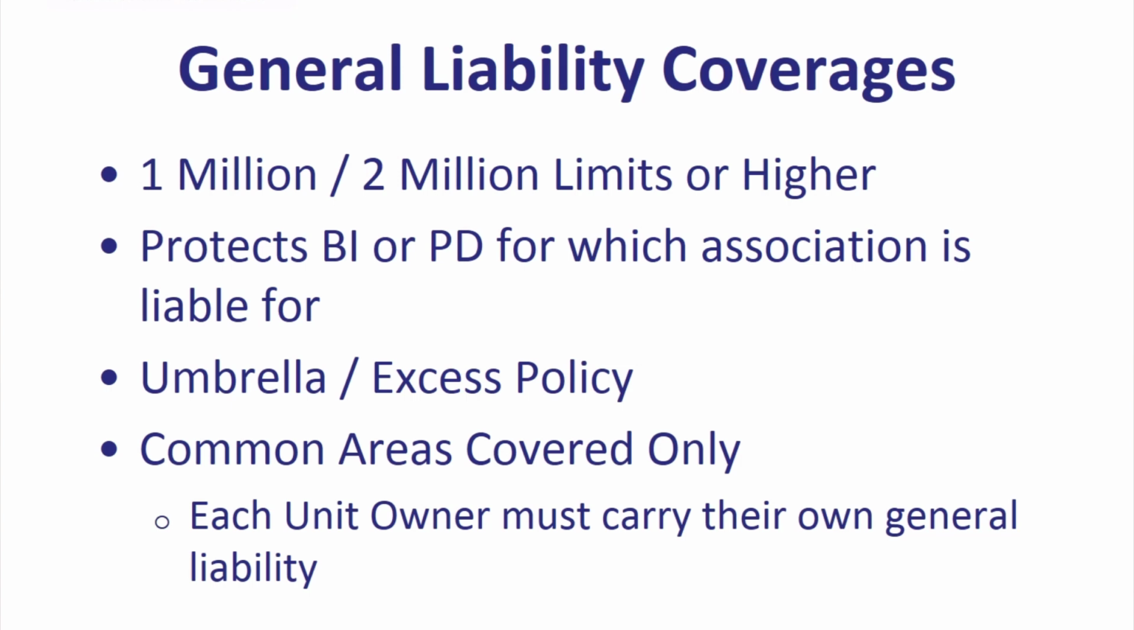One of the biggest coverage attributes to make sure the association has taken care of is the general liability limits. As an association, there's an exposure for each of the owners and the association itself when it comes to claims for bodily injury or property damage for which the association is liable. At a minimum, the association will carry $1 million each occurrence, $2 million aggregate. On top of that, make sure you have an adequate umbrella or excess policy, because in today's litigious world, it's so important.